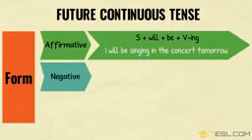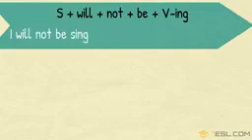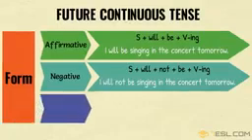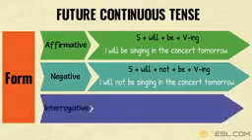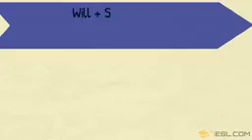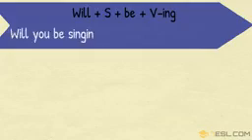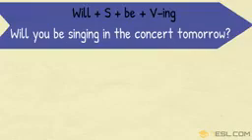Negative: subject plus will plus not plus be plus verb-ing. I will not be singing in the concert tomorrow. Interrogative: will plus subject plus be plus verb-ing. Will you be singing in the concert tomorrow?